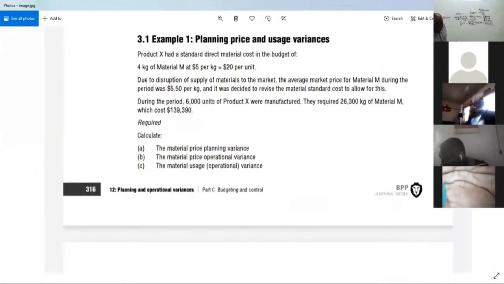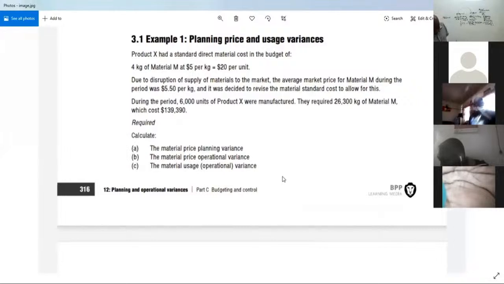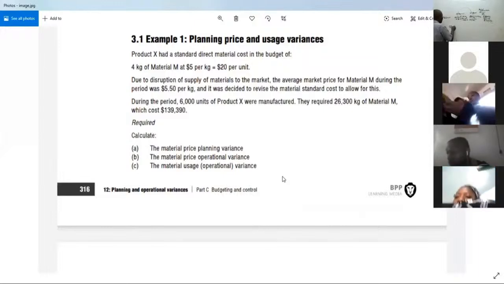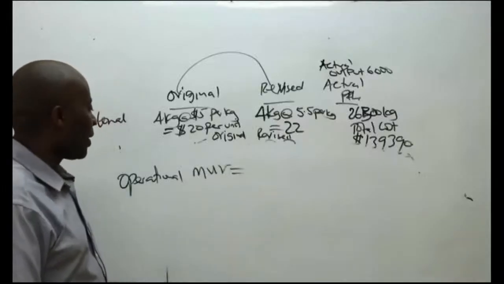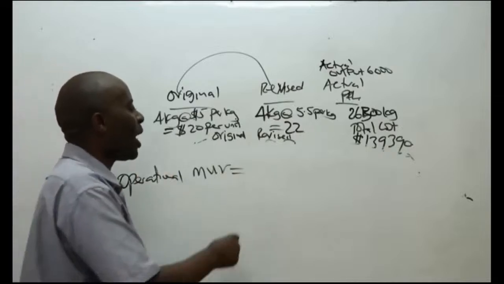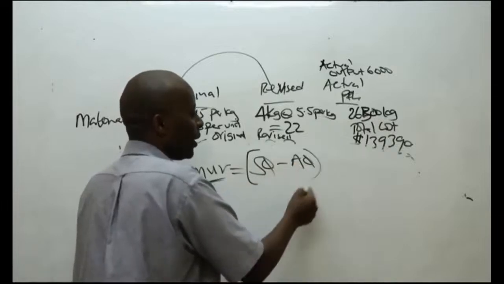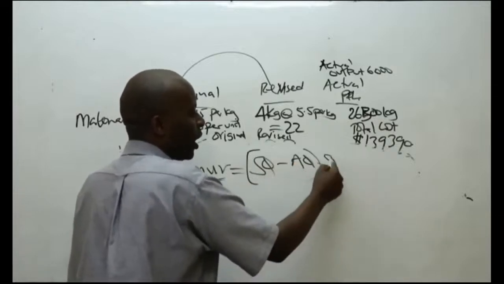The question is for us to compute the material usage operational variance. In short, they want us to give them the operational material usage variance. So what do I have in brackets? A usage variance is standard quantity minus actual quantity. And then outside, of course, we have the standard price.